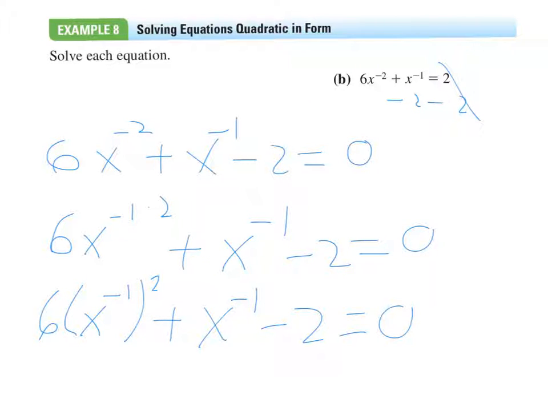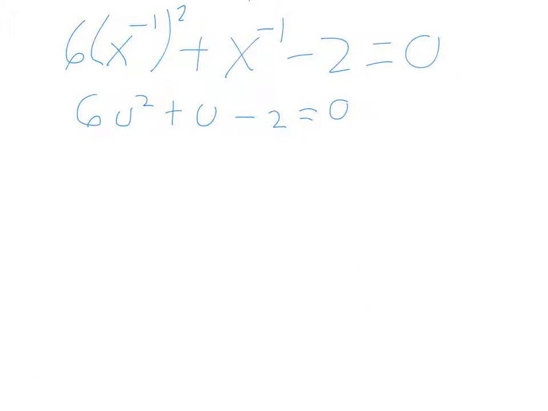Now we can do our substitution. Let u equal x to the negative first, since they both have an x to the negative first. That would give us 6u squared plus u minus 2 is equal to 0. Now, let's go ahead and do factor by grouping.